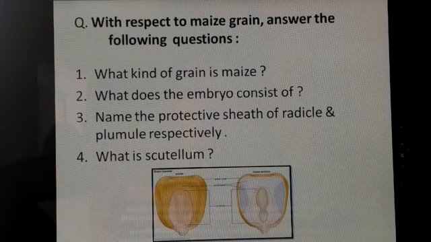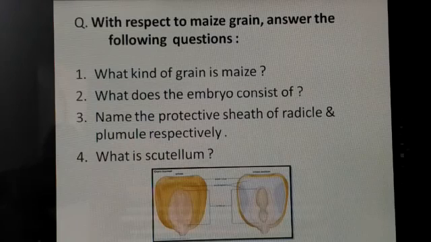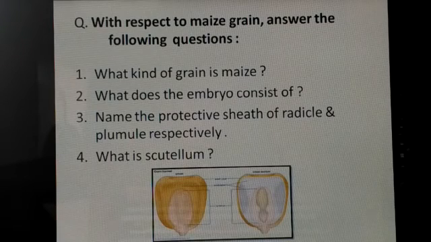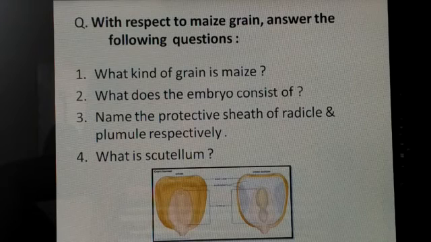What does the embryo consist of? Embryo consists of radicle and plumule. And one more thing, radicle, plumule and the single cotyledon called scutellum. Name the protective sheath of radicle and plumule. The protective sheath of radicle is coleorhiza and the protective sheath of plumule is coleoptile. What is scutellum? Scutellum is the single thin cotyledon which is present in maize grain.